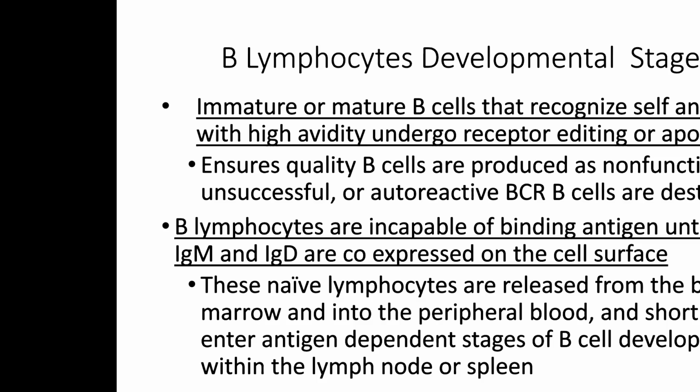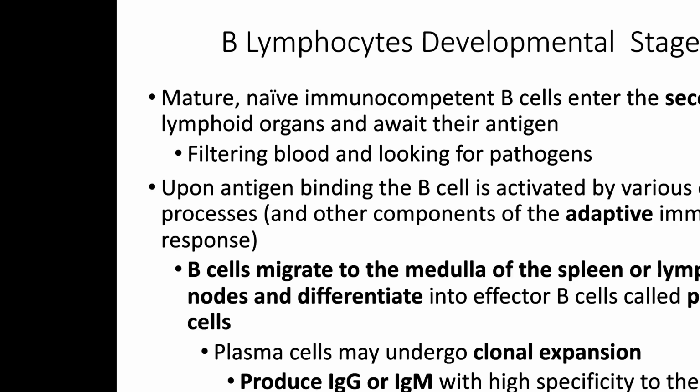The naive lymphocytes are released from the bone marrow into the peripheral blood, and then they can enter the antigen dependent stages as they go into the lymph node and the spleen. When they enter their secondary lymphoid organs, they'll wait for their antigen. The lymphoid organs will be filtering blood and sorting out the pathogens. Once the B cell finds the pathogen that matches its markers, it's going to migrate to the medulla or the spleen. Upon that migration, they're going to develop into B cells called plasma cells.